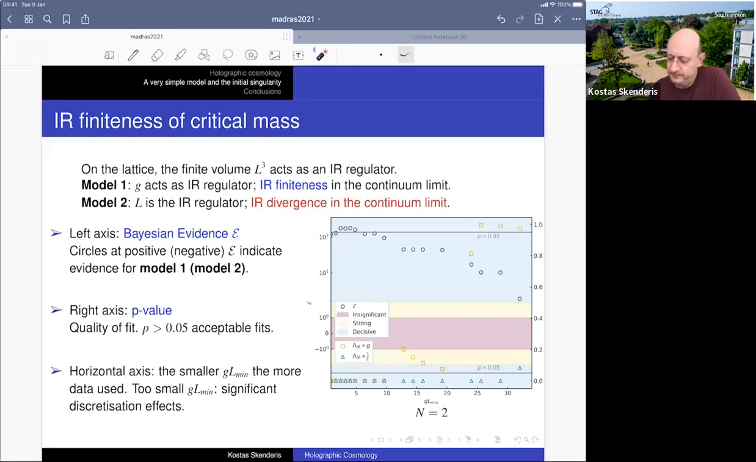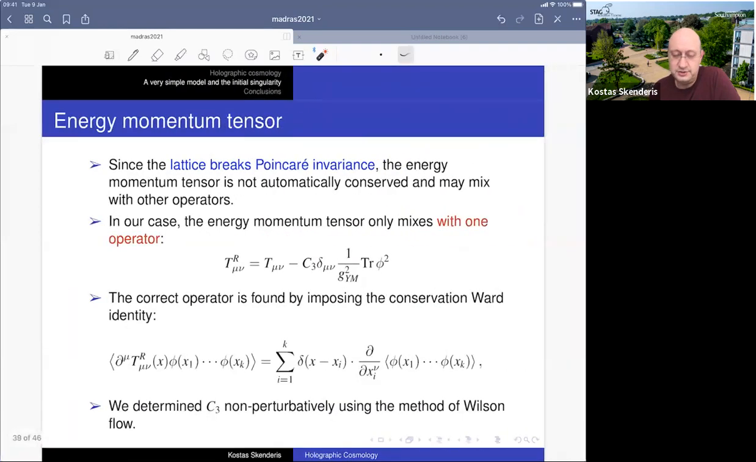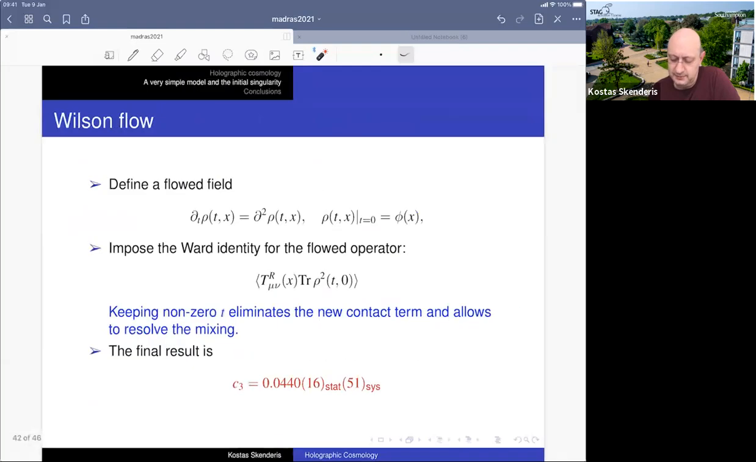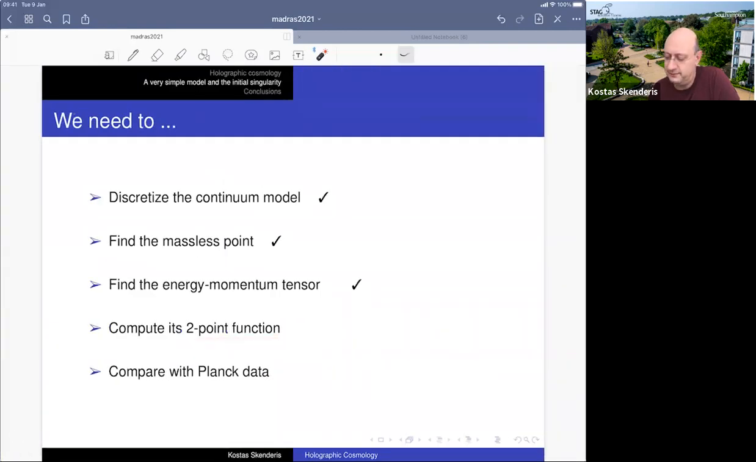Okay, so that's about the resolution of the singularity. I have slides about the energy momentum tensor, which I don't think I have the time to describe. The main issue with the energy momentum tensor is that the lattice breaks Poincare invariance, and this means that quantum mechanically it can start mixing with other operators. In order to find the correct energy momentum tensor, which is conserved in the continuum limit, one has to resolve that mixing, and this is something that we have done. Okay, these are the slides. So now, once we found the energy momentum tensor, we need to compute the two-point function, and that's the point we currently are at.